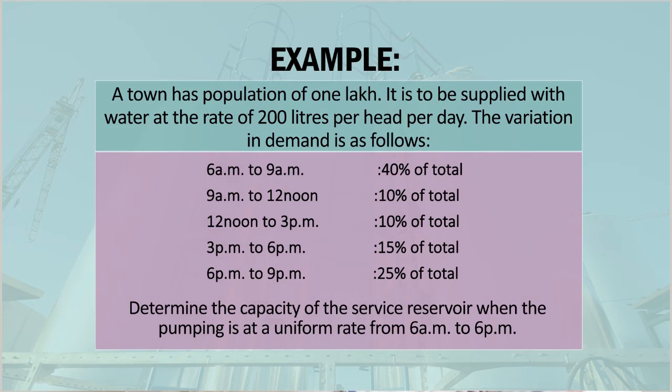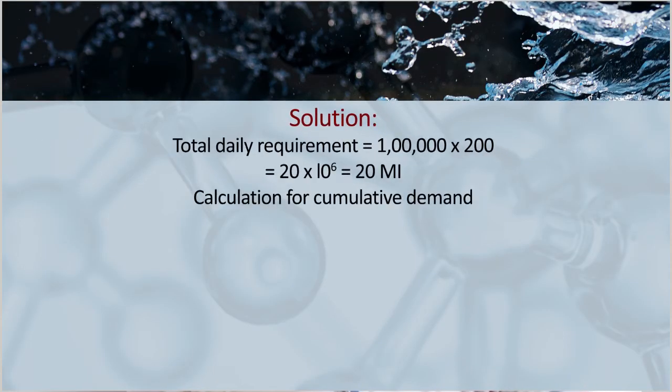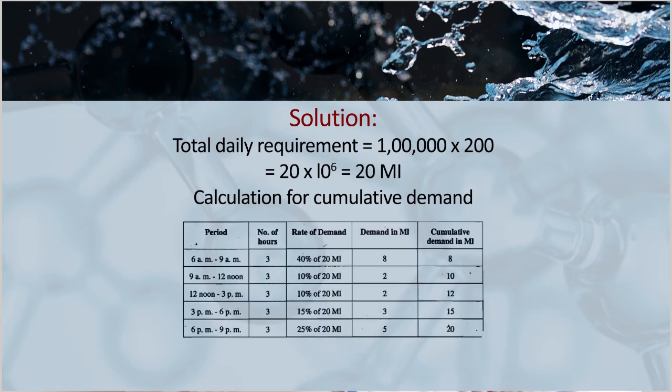Determine the capacity of the service reservoir when the pumping is at a uniform rate from 6 a.m. to 6 p.m. So, solution: total daily requirement is population 1 lakh into 200, so total daily requirement is 20 ML. Calculation for 6 to 9 a.m.: number of hours 3, rate of demand 40% of the 20 ML, so demand in ML is 8. So cumulative demand in million liters is 8.